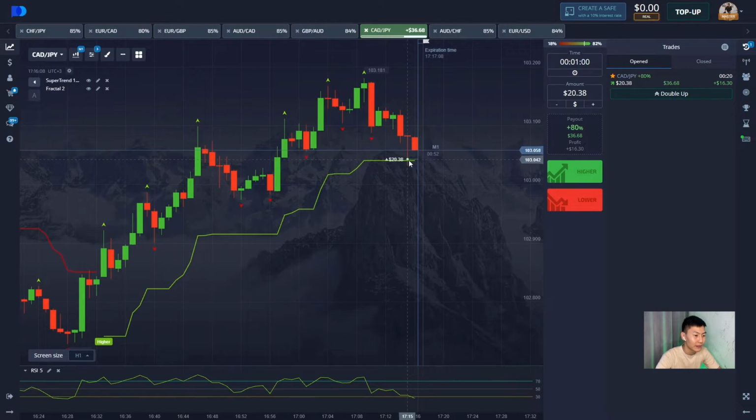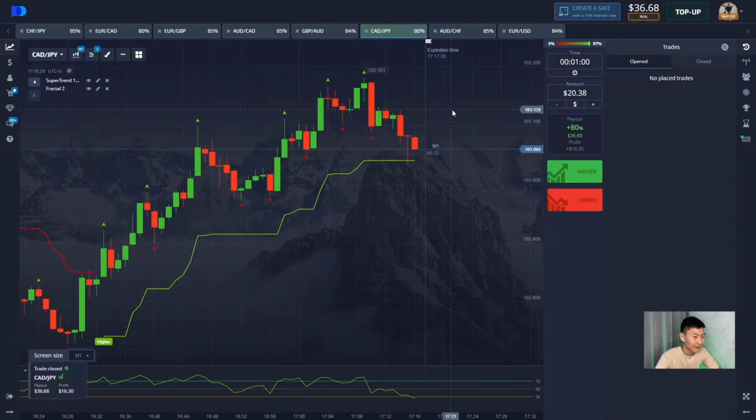Now here the downward dynamics prevails, but we got a nice trade entry. Also the candle is in red. There are 15 seconds left before the closing. Let's just watch the price movement. And our position has been closed with a profit.